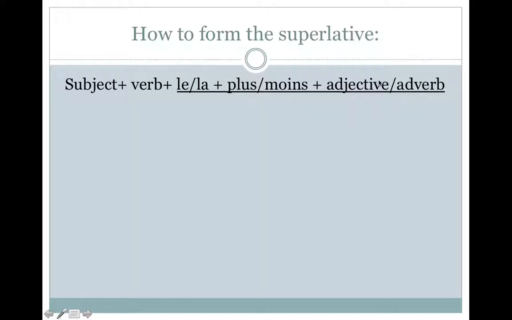So the differences between the comparative, we don't have que, we put le and la at the beginning. And then you'll notice in the comparative we had three options. You could either say plus, moins, or aussi. But for the superlative, you can only have plus or moins, which makes sense when you think about it. Because if aussi means as much or equal to, you can't say this class is the most equal to something else. It just doesn't make sense. You either need to say the most or the least.